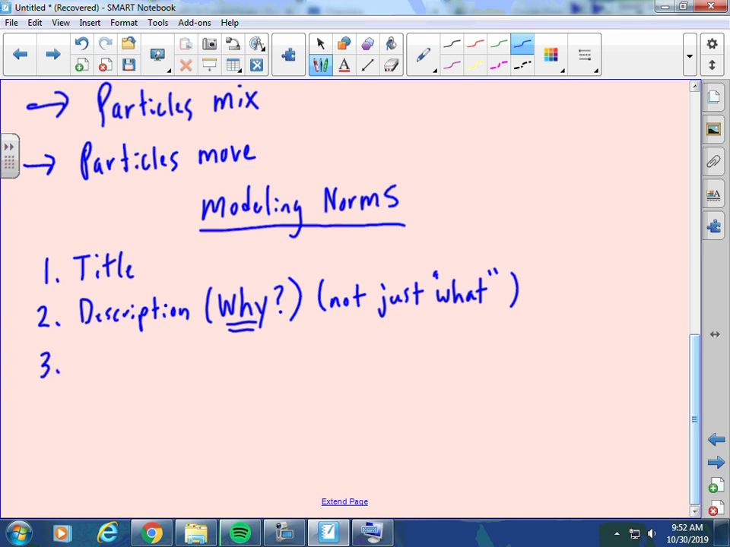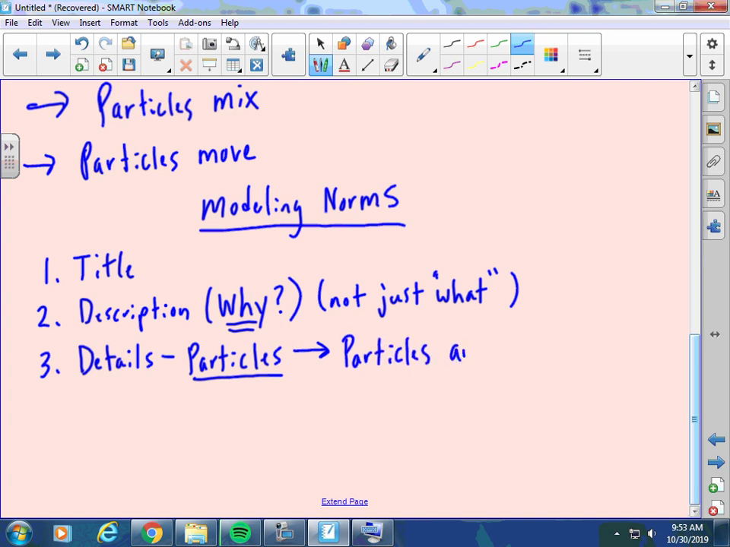With this, we're going to have details, of course. When we think of the details in our models, we're thinking about the stuff too small to see. We're trying to explain why it really happened. In chemistry, we're talking about particles. And very importantly, when we draw those particles, they are dots only. Not squares, not triangles, not stars. They're all dots. If we want to make different particles, we need to use different colors.